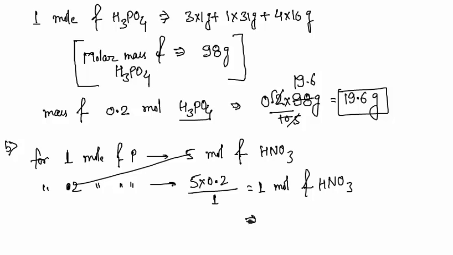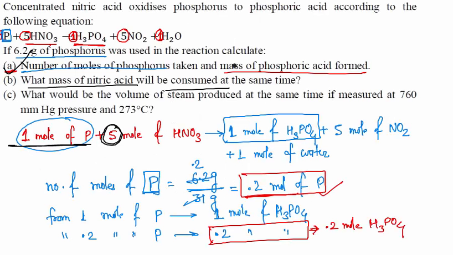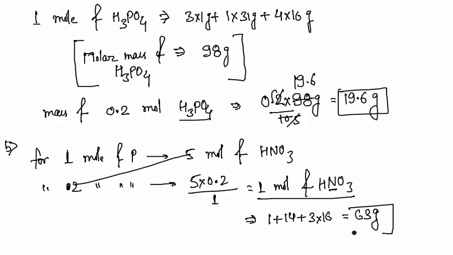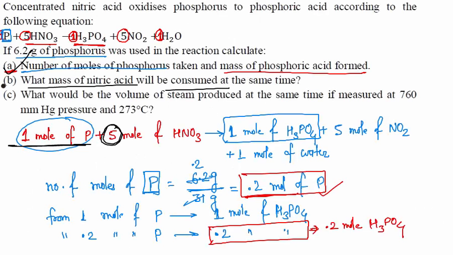And 1 mole of HNO3 means how much mass? What mass of nitric acid is required? So you have 1 mole of HNO3, that means how much mass? It is 1 plus, for nitrogen 14, plus oxygen 3 into 16, so it becomes 63 gram. So you are in need of 63 gram of HNO3. Okay, now B part is over.